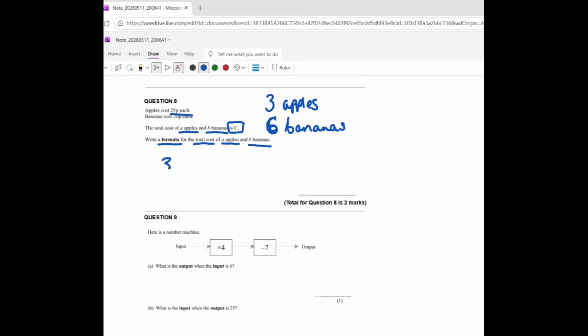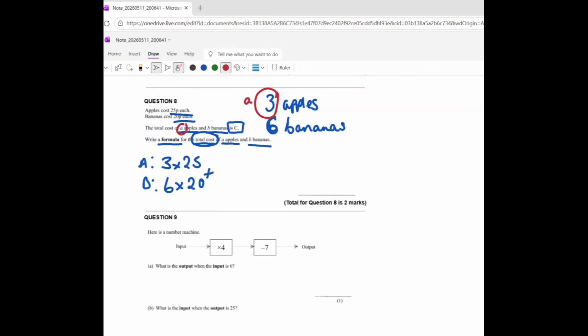So I would do 3 lots of 25. That would be for my apples. For my bananas, I'm buying 6 of those, and they cost 20p each, so 6 lots of 20. To get the total cost, I would just add my 2 amounts together. However, I don't know that I'm buying 3 apples, do I? I'm told I'm buying A apples.